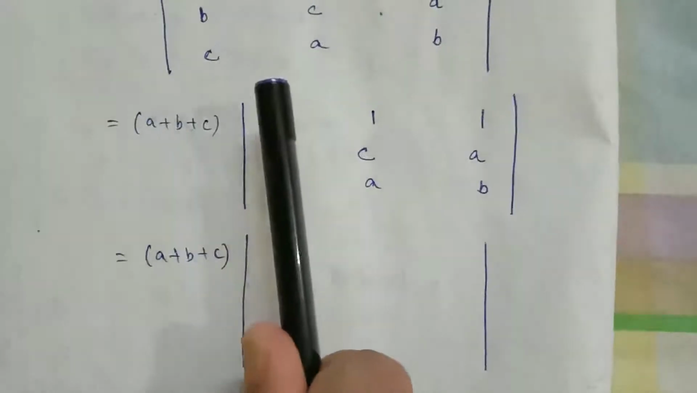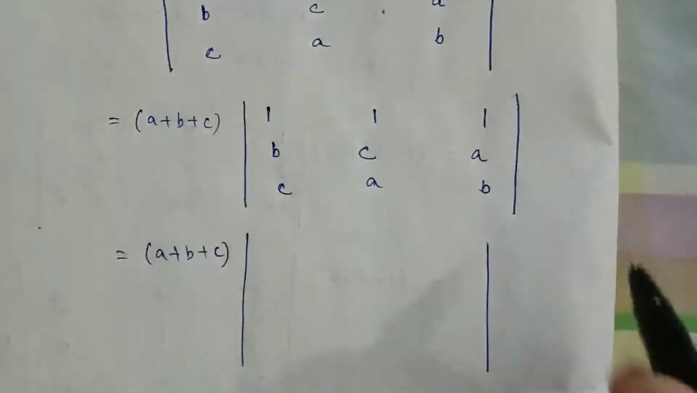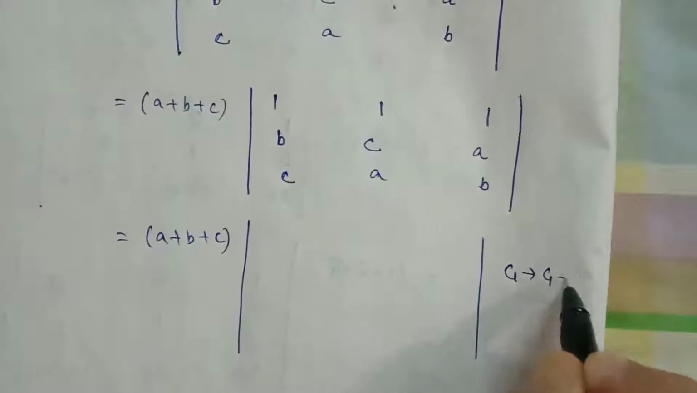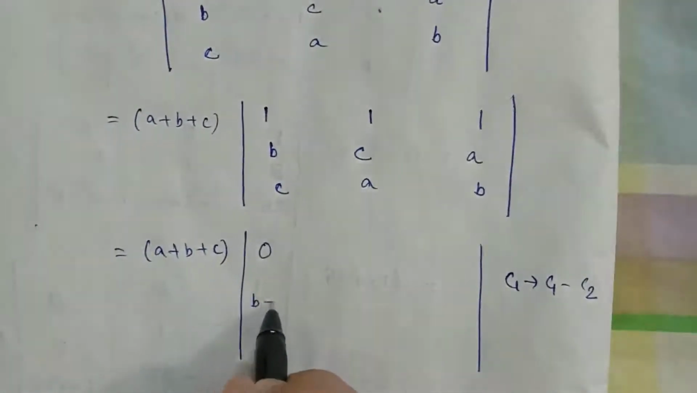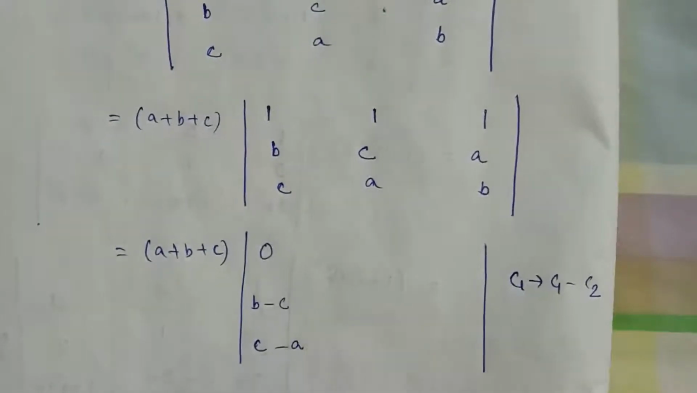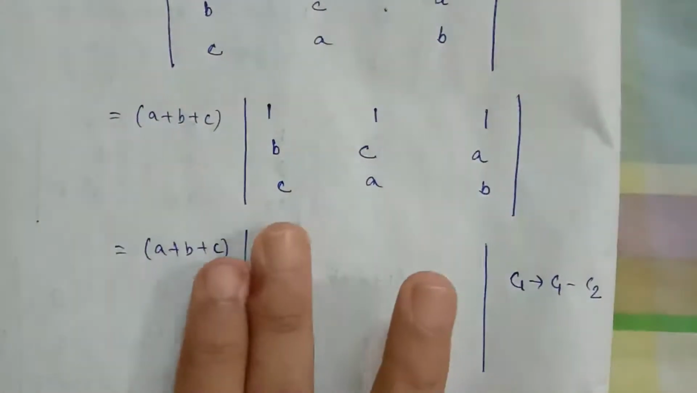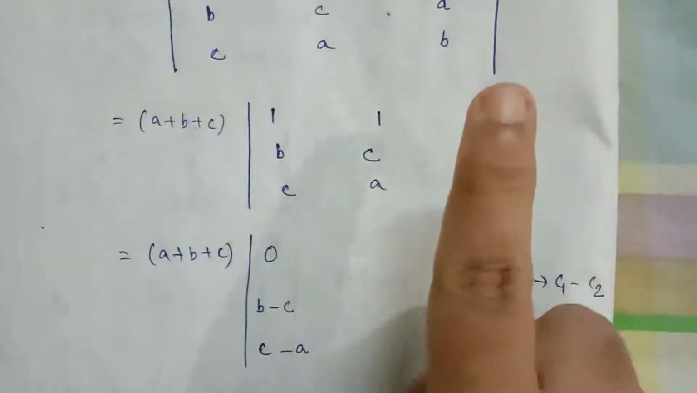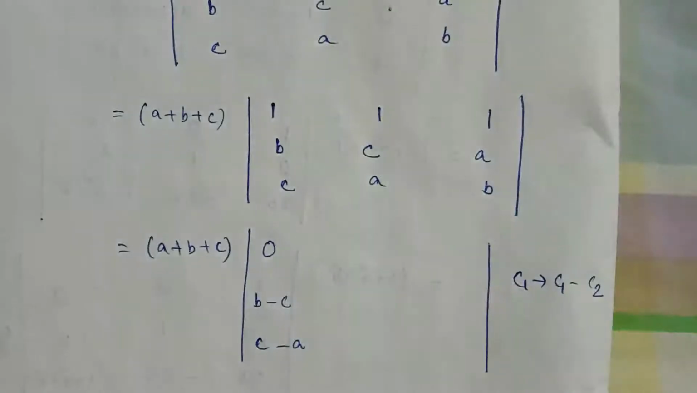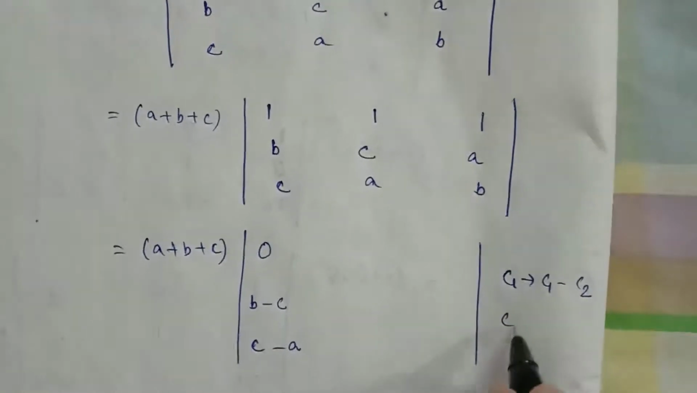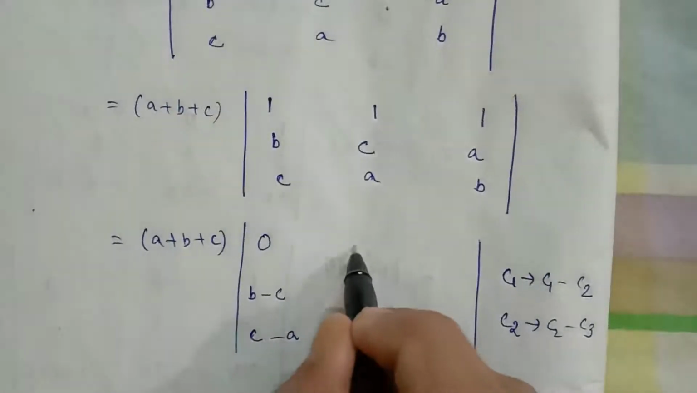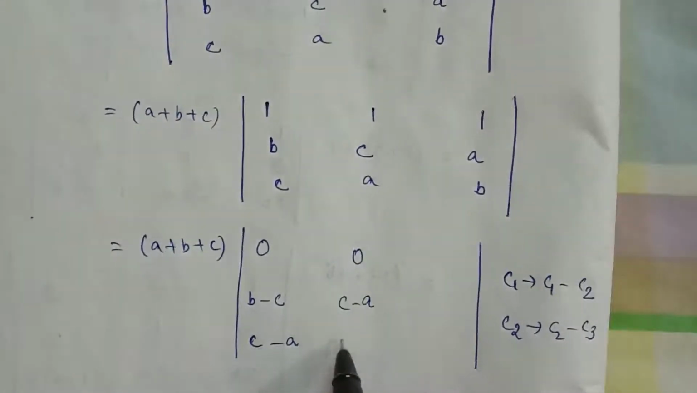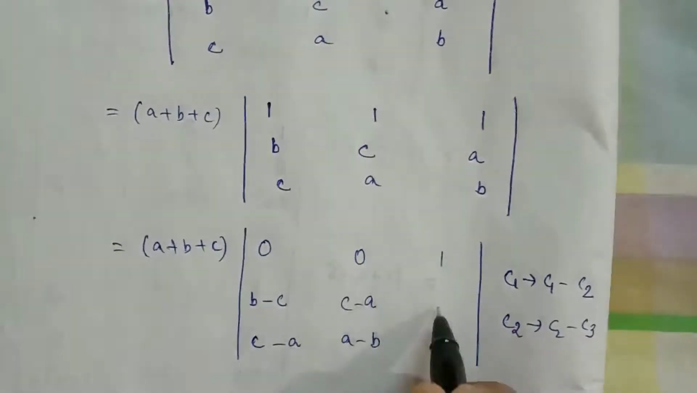1 minus 1 will give us 0, so replacing C1 by C1 minus C2, this will become 0. This is b minus c, this is c minus a. So this is our new R1. R1 is changed, R2 and R3 are still unchanged. So again replacing C2 by C2 minus C3, this will be 0, c minus a, b minus c, 1, a, b.